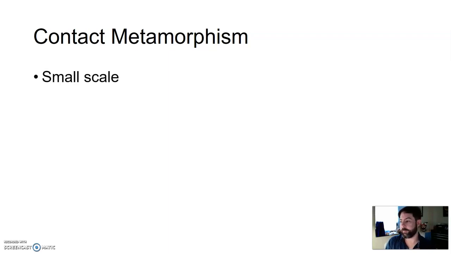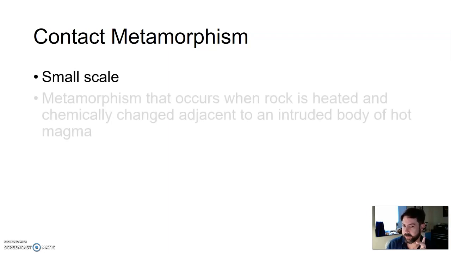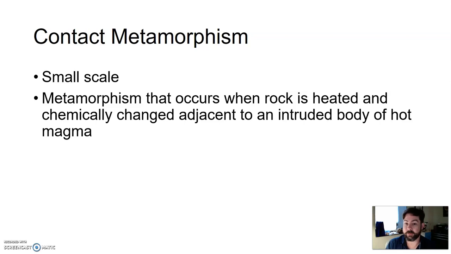Contact metamorphism happens at a small scale, and it's something you've been introduced to already. This type of metamorphism occurs when rock is heated and or chemically changed because it is adjacent to some intruded body of hot magma. You played around with this idea of the zone of metamorphism when you were looking at those stratigraphic sequences, putting them from oldest to youngest. The little stars indicated contact metamorphism.